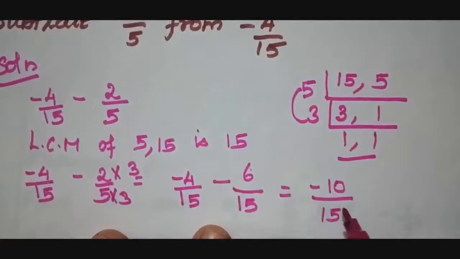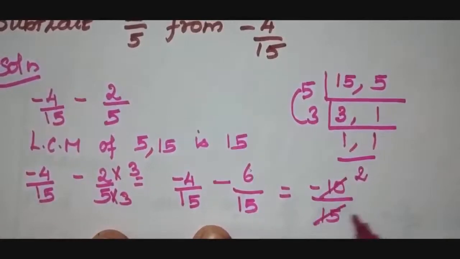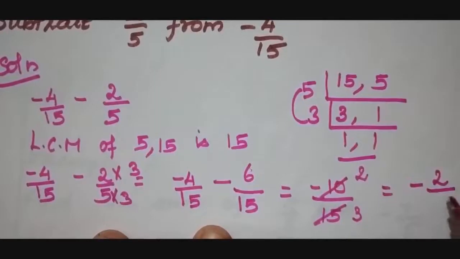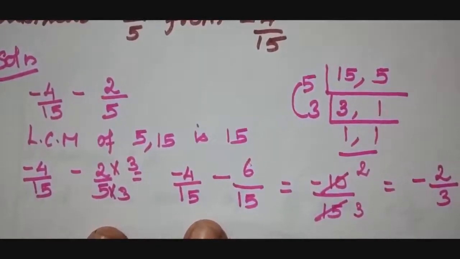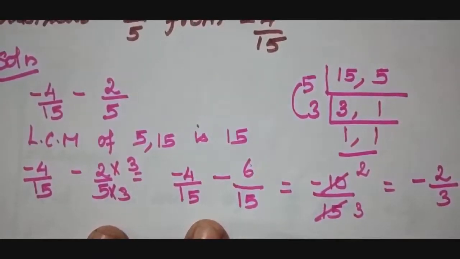We can simplify this one further. These are the 5 tables answers. 2 5s are 10 and 3 5s are 15. Minus 2 by 3. This is the simplest form of rational number. Can you understand, children? Yes.